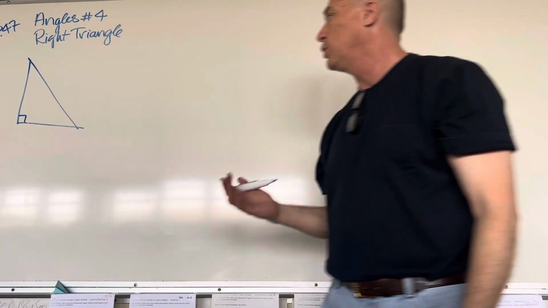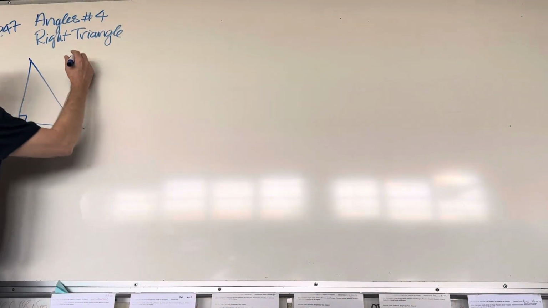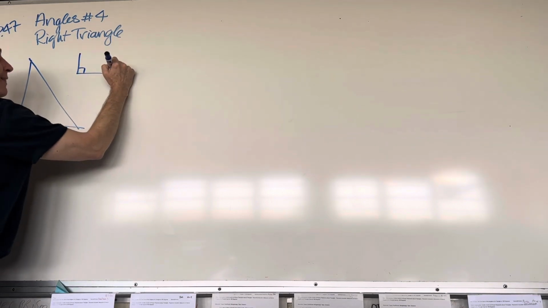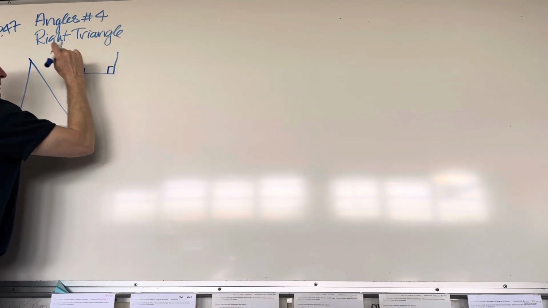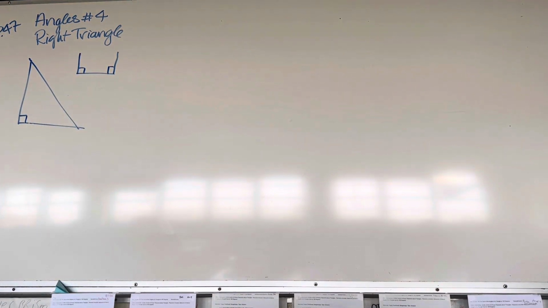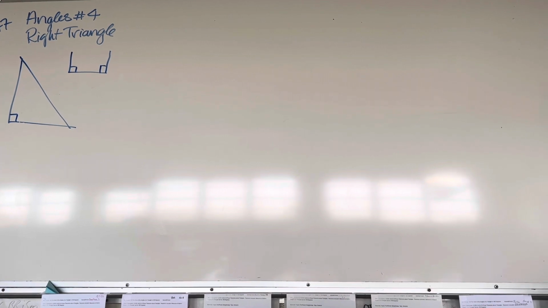What happens if you had two 90s? Here's what it would look like. Here's the first 90, and here's the second. You would have to draw it like this. And since it's got 3 sides to a triangle, is that a triangle? No. So you cannot have more than one 90 in a triangle.